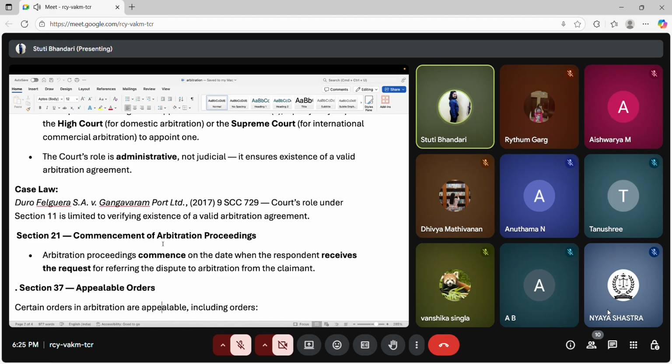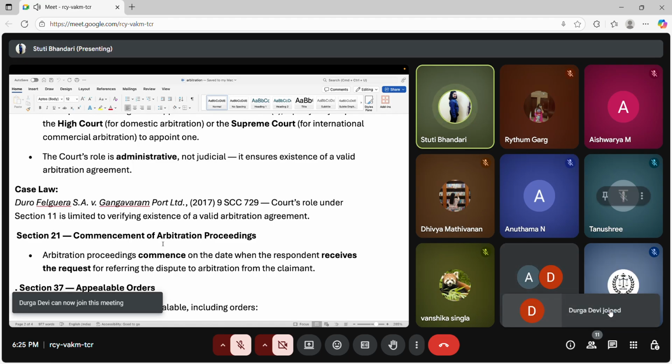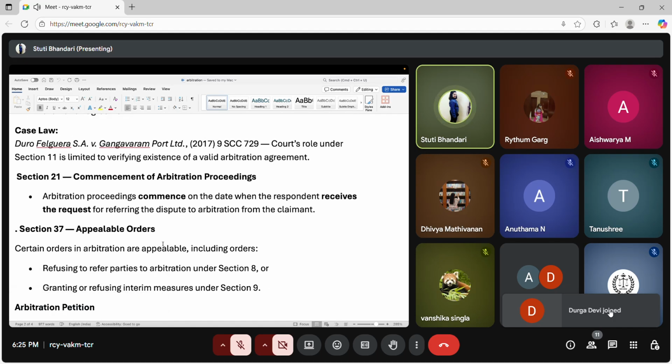Arbitration commences whenever the other party receives the request for referring to arbitration from the claimant. So if I have to apply for arbitration, I will also send the notice to the other party. As soon as that party receives the notice, my arbitration proceedings will be considered to have commenced. Again, certain orders, if you are applying to the court for referring to arbitration, or if your court is not granting you such interim measures, you can also appeal them to the higher court.